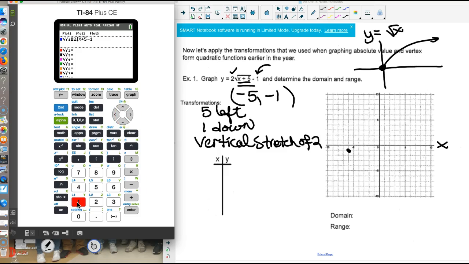Your calculator's been programmed to do those transformations. It's been programmed to move it 5 left, 1 down, and stretch it out. If you hit graph, you'll see it. So just go ahead and hit graph. See it sitting there? But you need to put the nice points on your table.